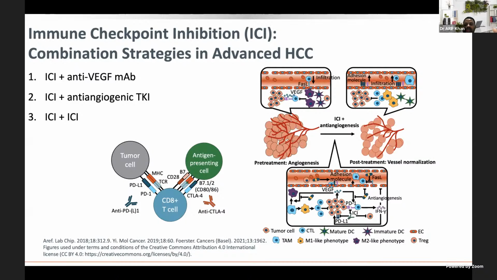Why should we combine these? Angiogenesis is very important for the survival of the tumor. So if we give anti-VEGF agents, it causes vessel normalization, and this acts in a synergistic way with the immune checkpoint inhibitors for a better tumor kill. The vessel is normalized, and there is more and more infiltration of the immune cells into the tumor microenvironment. This leads to a better tumor cell kill. So the ICI activates the immune cells, and the anti-angiogenic agents normalize the vasculature, thereby causing more infiltration of these immune cells into the tumor area, causing better tumor cell kill.